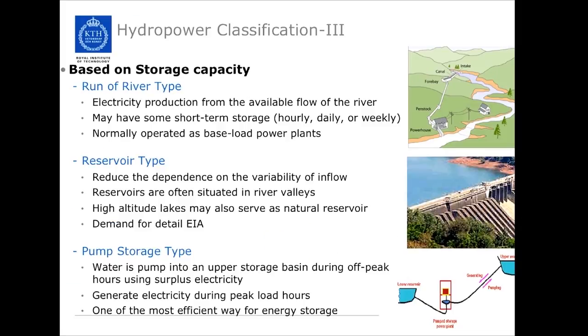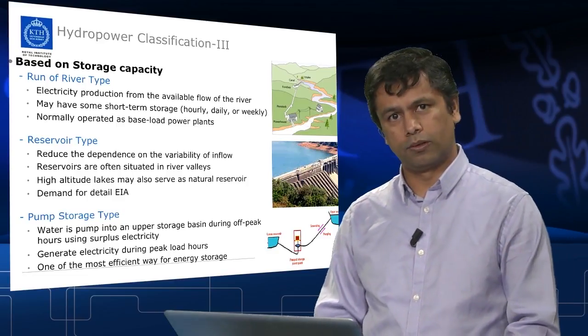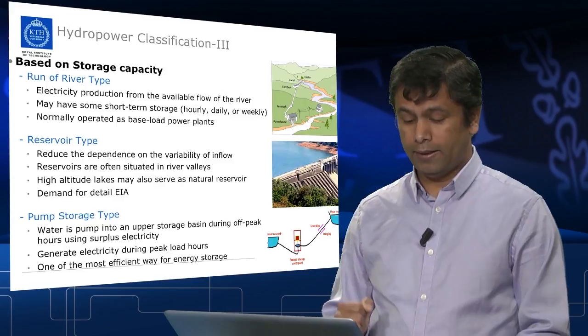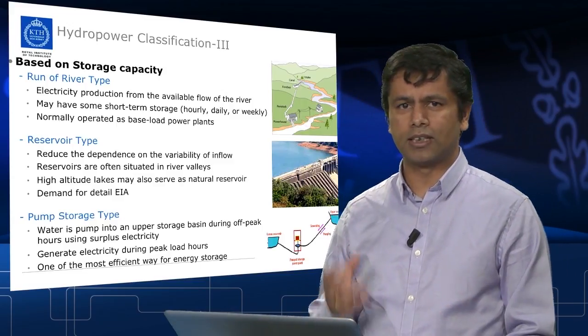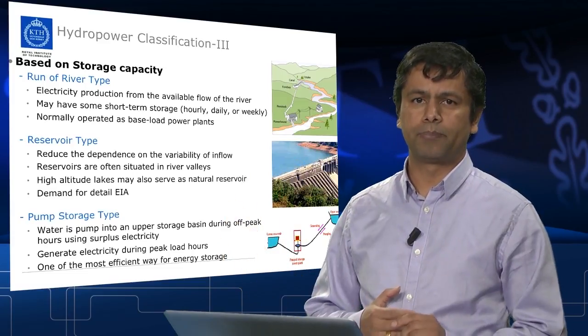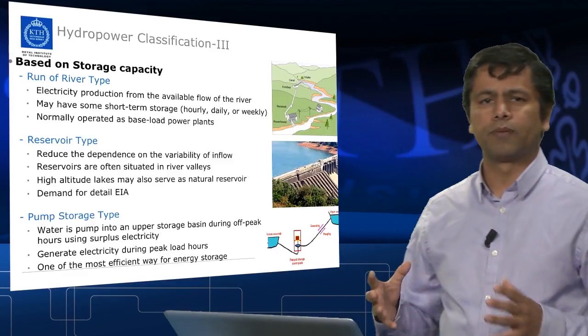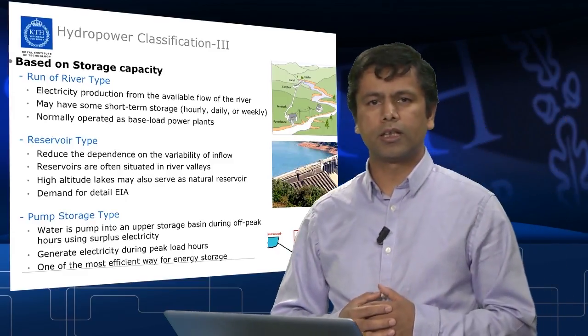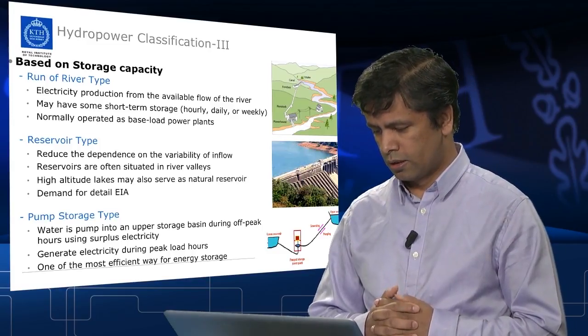Pump storage type. In pump storage type projects, we have two storages: one is the upper reservoir, and the second is the lower reservoir. Water is pumped into the upper storage basin during off-peak hours with surplus electricity, and electricity is generated in the peak hour, so that we can utilize this stored water in the peak period and again generate electricity. So this gives you one kind of energy storage system, and it is an efficient energy storage system for water power.